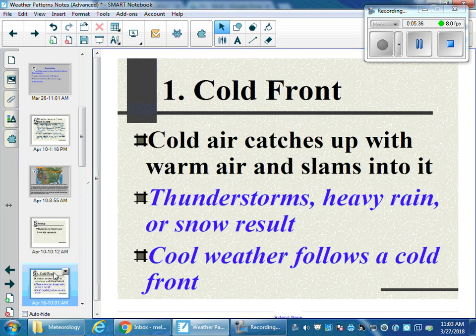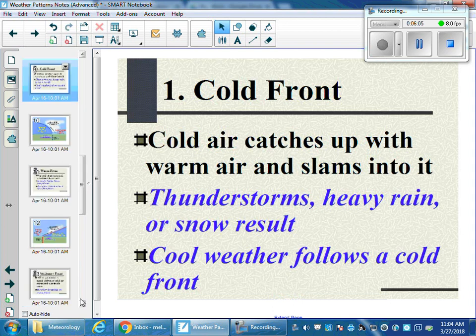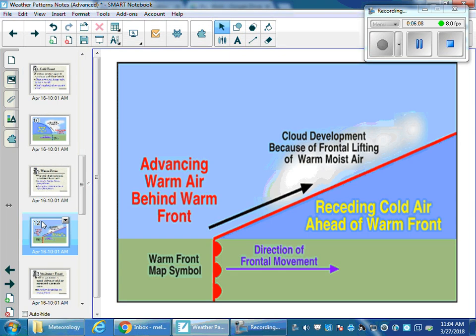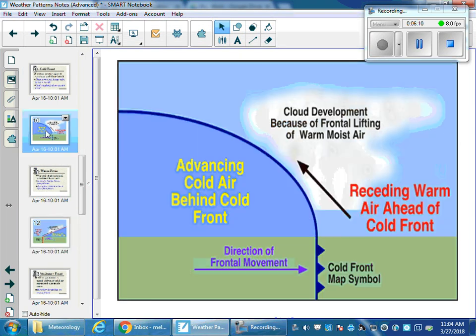The first one is a cold front. And you've probably heard of a cold front if you've ever watched meteorologists on the news. So when a cold front happens, it is formed when cold air catches up to warm air and slams into it. When this occurs, we get thunderstorms, heavy rain, and snow, if it's cold enough. Cool weather follows a cold front because our cold air is running into warm air, so our cool air is behind our cold front.